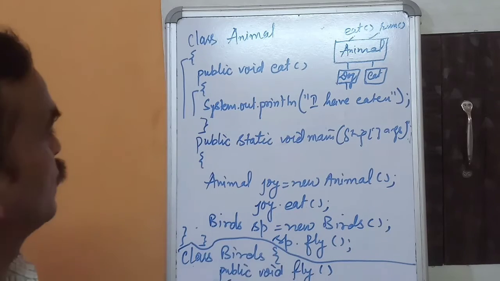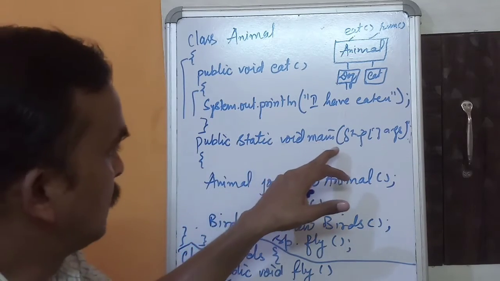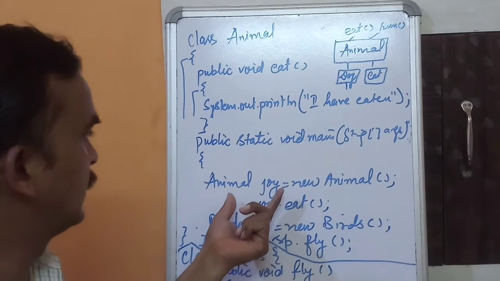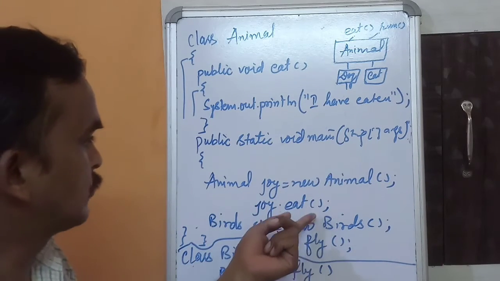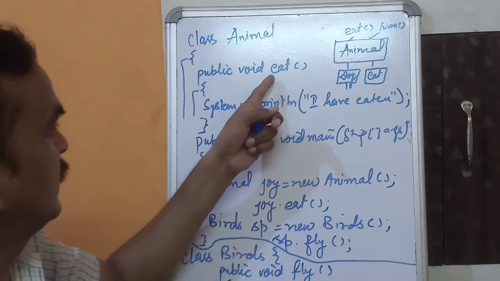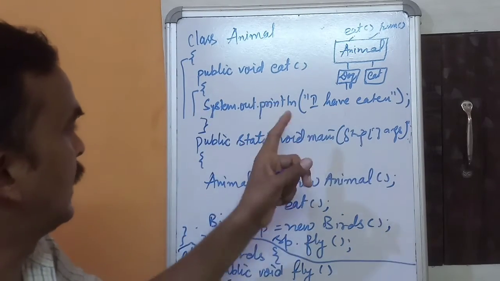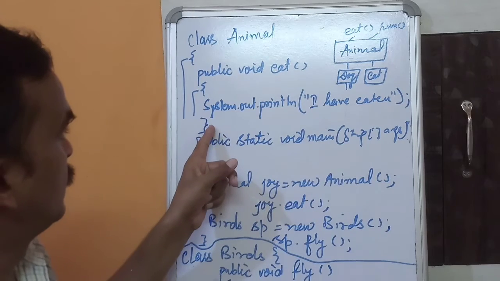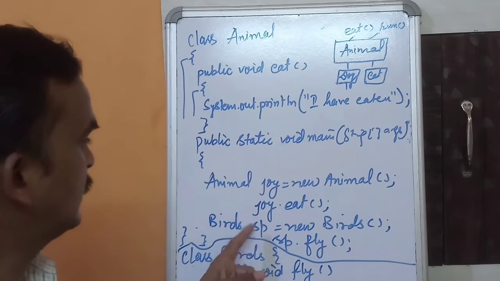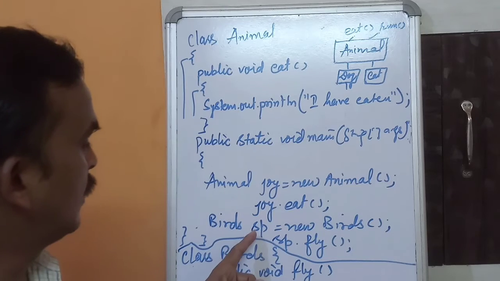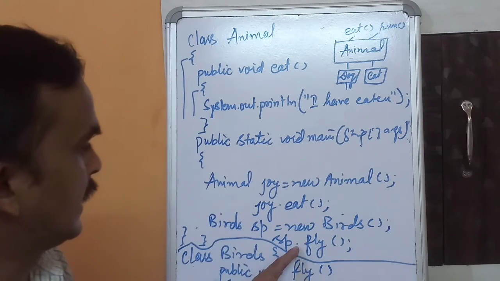In the program, the control will access the main method first. Okay, so in the main method it will create one object, that is joy. So joy will access the eat method. So control will go to the eat method and the message will be printed, that is I have eaten. After that the body is closed. So control will again return back to the main method and it will create one more object, that is Birds sp, and sp again accesses the fly method.